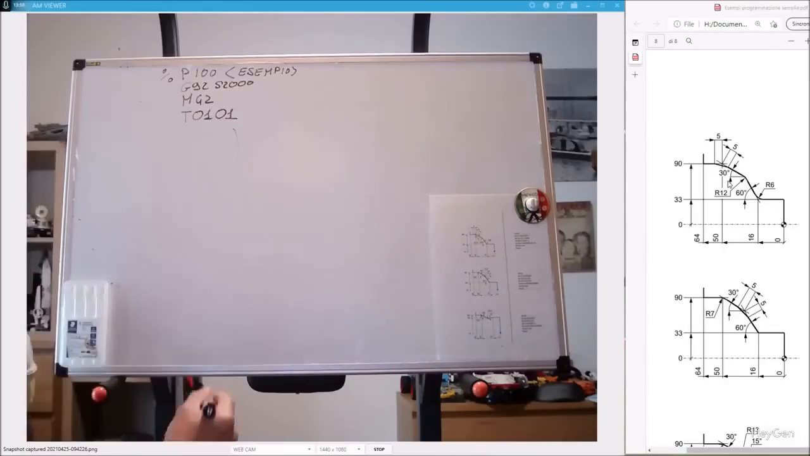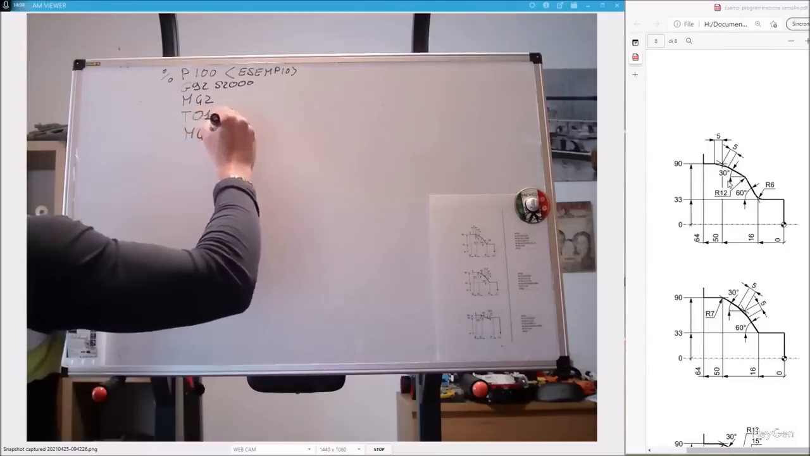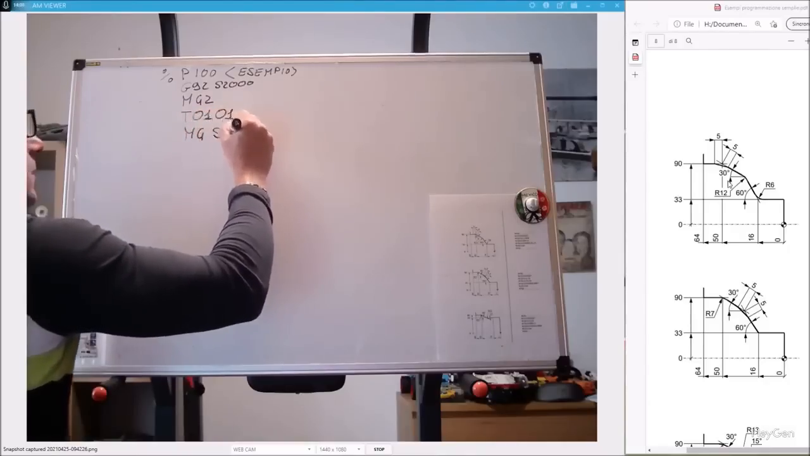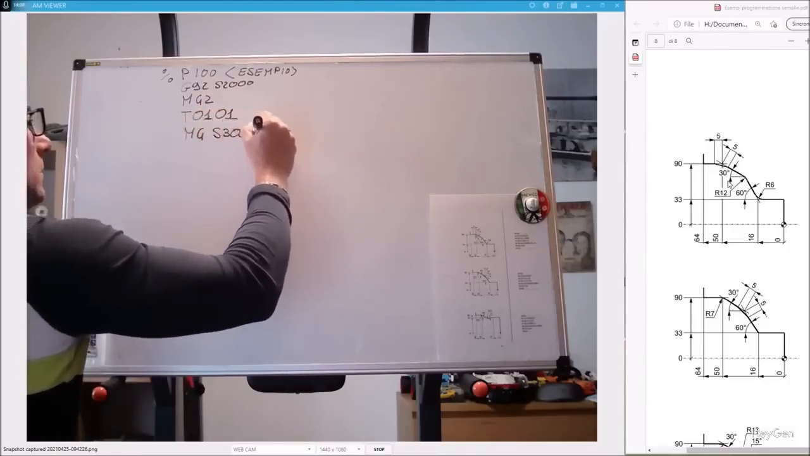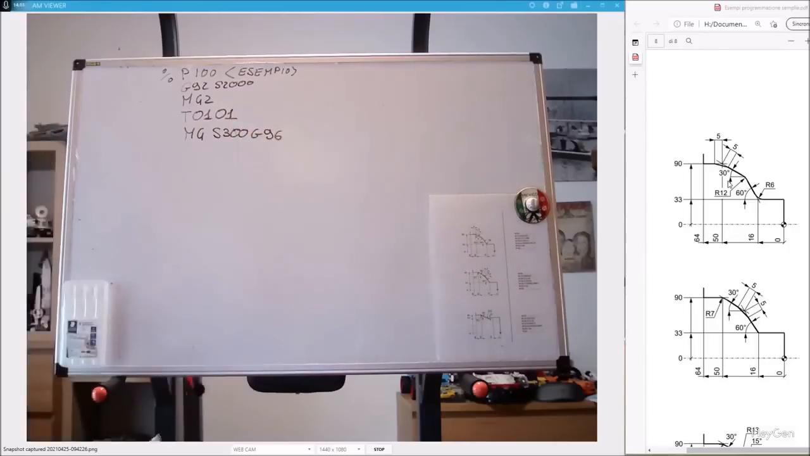Perfect. Let's slowly and precisely rotate S300 G96 in a smooth and controlled manner, ensuring accuracy and precision.